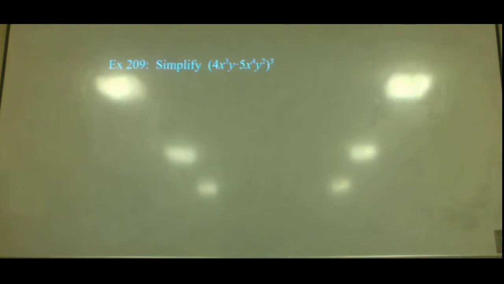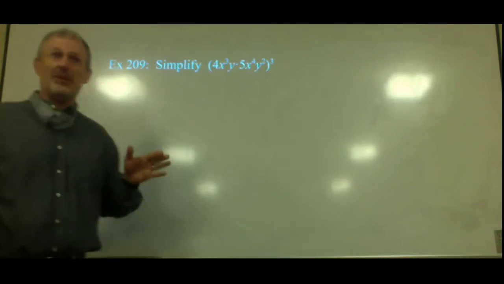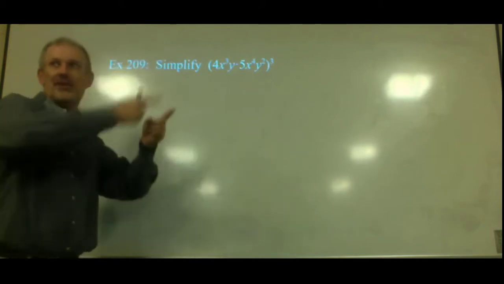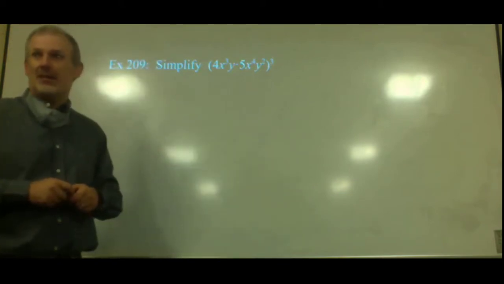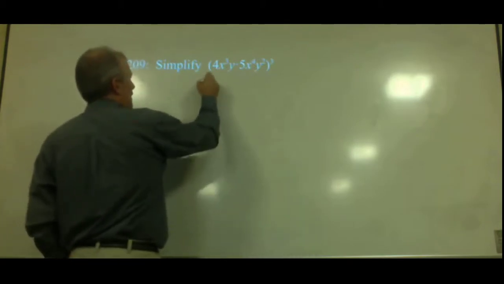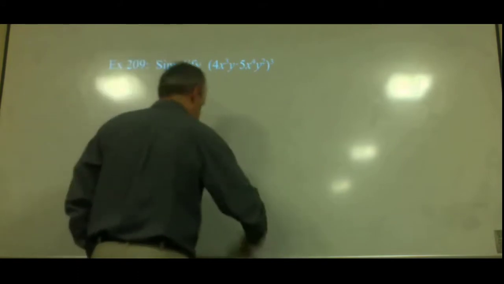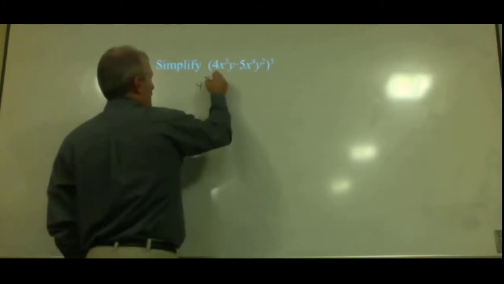Oh, so what does this look like? So here's what I would suggest. I would suggest do the exact same thing we've been doing. What happens with that 3 on the outside? It applies to everything on the inside. So we're going to have 4. I'm not going to put the parentheses on the 4, but it's 4 cubed. And then x cubed is cubed.